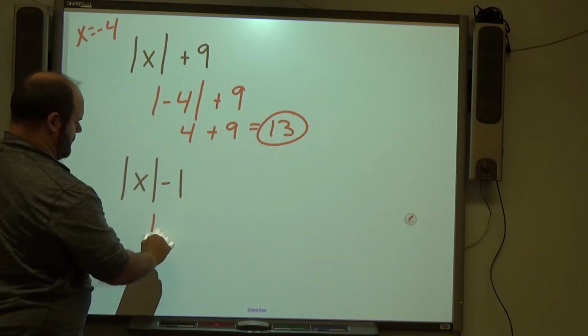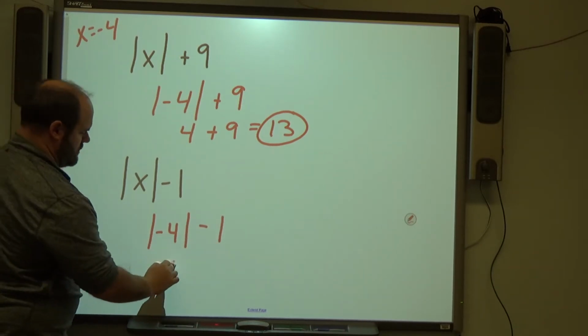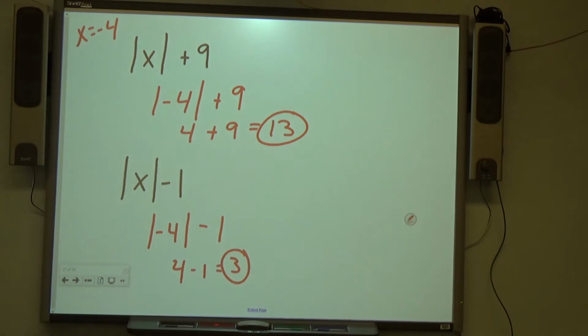Down here, same thing. Absolute value of a negative 4 minus 1. That is 4 minus 1, which is 3. Pause the video if you need to copy these problems down.